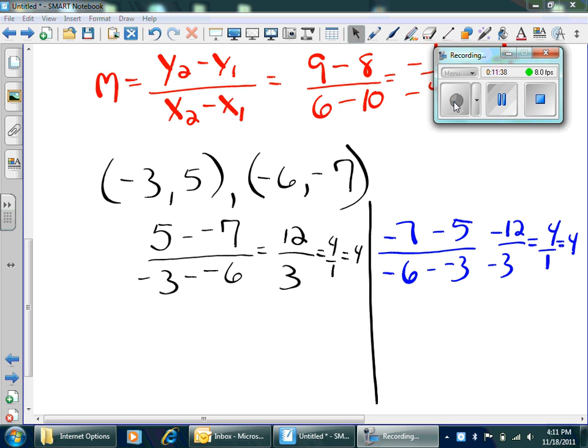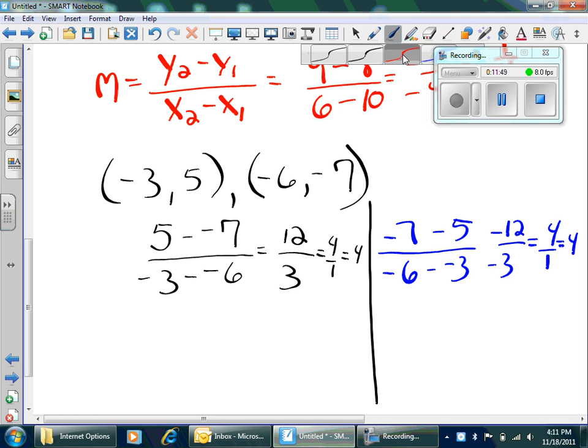Okay, so there are my answers. Now, I did the problem twice, once in black, once in blue, depending on which point you wanted to be first. Please notice that I have 5 minus -7. Minus a negative is the same as plus a positive. So 5 plus 7 is 12. That happens in my denominator on the black one as well. -3 minus -6, minus a negative is plus a positive. So -3 plus 6 is +3. 12 over 3 is the same as 4 over 1. That's an acceptable answer for slope. Or you could have just told me 4, which is the simplest form. But remember, because we're doing slope, the fraction is okay. This is okay as well.